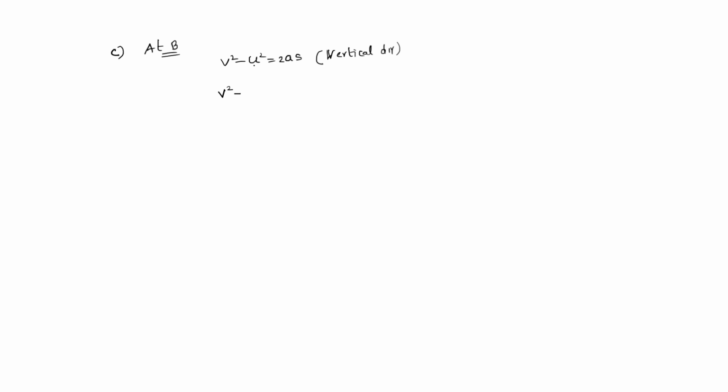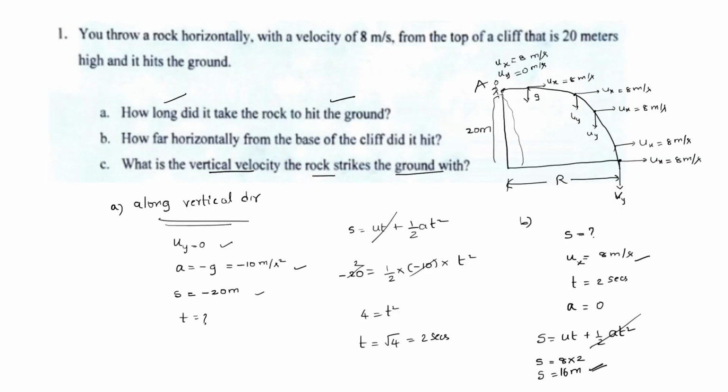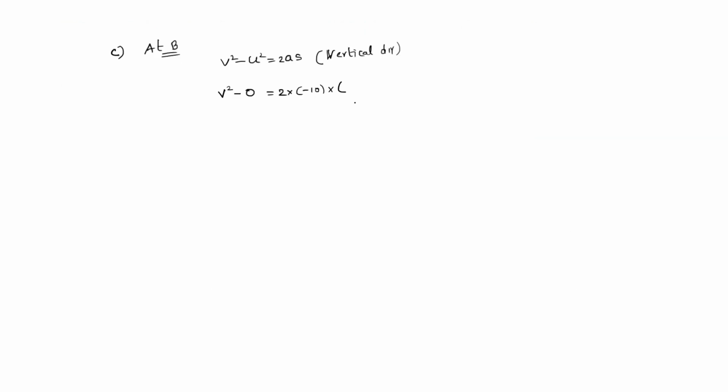So let it be v square, and u square is 0, because initially the velocity in the vertical direction is 0, is equal to 2 times minus 10 times s. s means here the displacement in the vertical direction. So we got it as 20 meters, right? Given as 20 meters. And since it is coming down, we need to take it as minus 20. So v square is equal to 2 times 10 times 20. So that is 20 times 20, 20 squared. So v is equal to 20 meter per second. That's it.